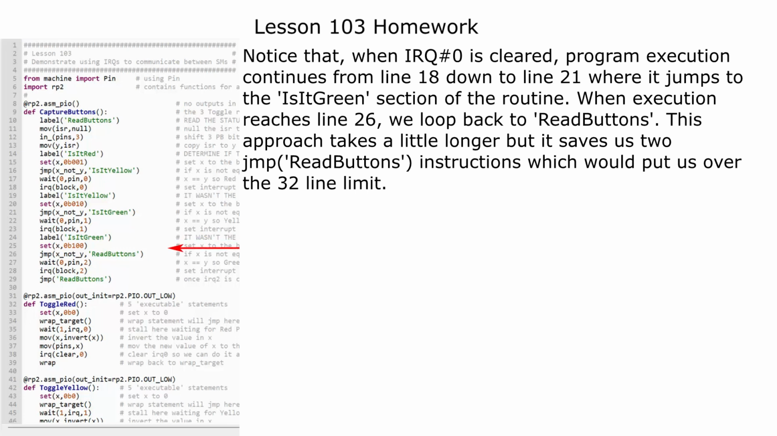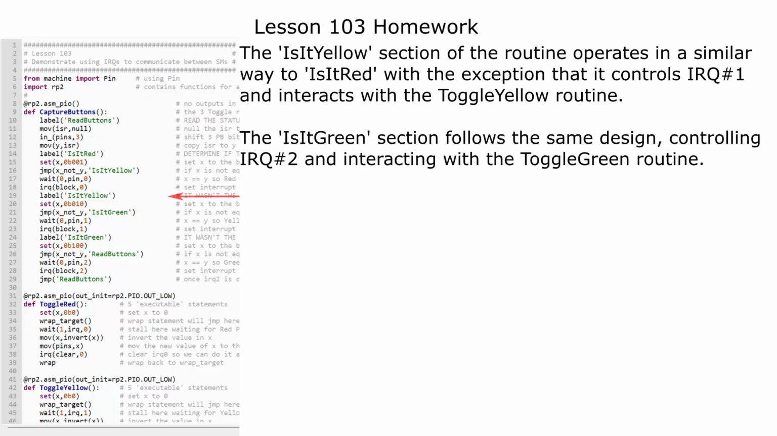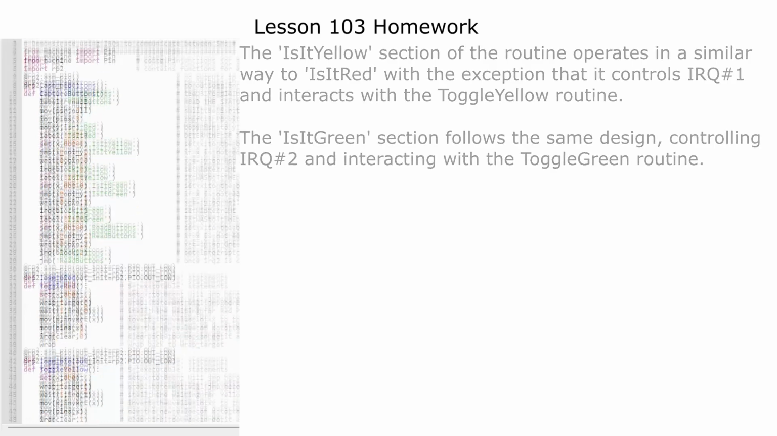When execution reaches line 26, we loop back to read buttons. This approach takes a little longer, but it saves us 2 jump to read buttons instructions, which would put us over the 32 line limit. The Is It Yellow section of the routine operates in a similar way to Is It Red, with the exception that it controls IRQ1 and interacts with the toggle yellow routine. The Is It Green section follows the same design, controlling IRQ2 and interacting with the toggle green routine.